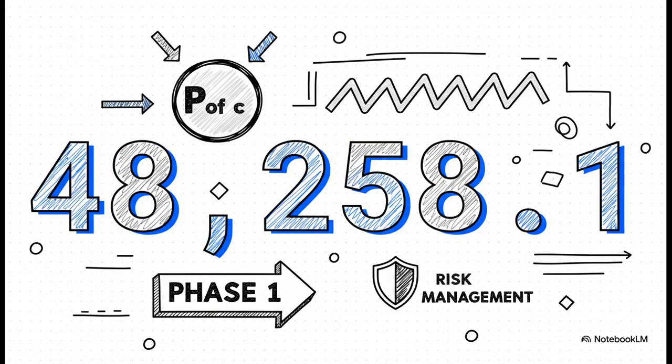But the plan didn't stop there. It also defined a second optional entry. That's at the level labeled P of C, which is priced at 48,258.1. Now, it's really important to get this. This isn't some new phase. It's just a pre-planned part of the risk strategy that was all set back in Phase 1.